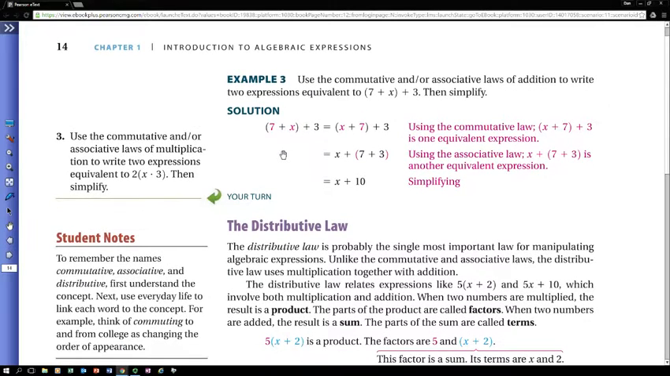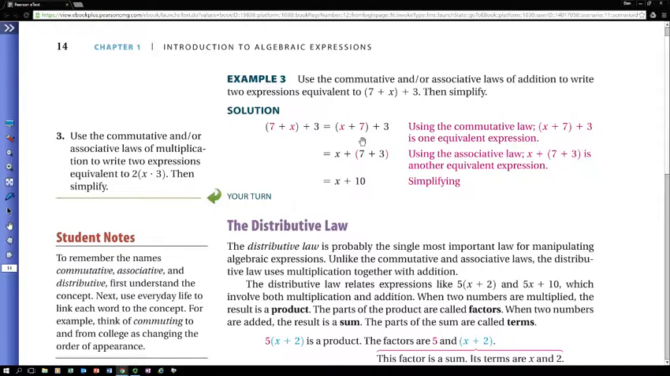And here's a couple more examples. And they're basically throwing them both in here. It says first use the commutative or associative laws of addition to rewrite the expression as equivalent, or which would be evaluated at the same value, to this expression, the quantity 7 plus x plus 3. Then simplify. Well, using the commutative law, I can change the order of this to be x plus 7. Notice what changed here is in the grouping symbol. They changed the order of the addition.